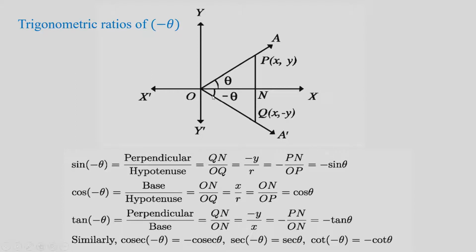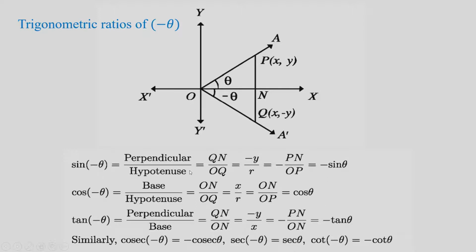Clear? Actually, base and hypotenuse of this triangle QON are positive. That's why ratios related to base and hypotenuse will be positive for minus theta. And we know ratios related to base and hypotenuse are cos and sec. Okay, that's why cos of minus theta is equal to cos theta and sec of minus theta is equal to sec theta. Other ratios will be negative here.